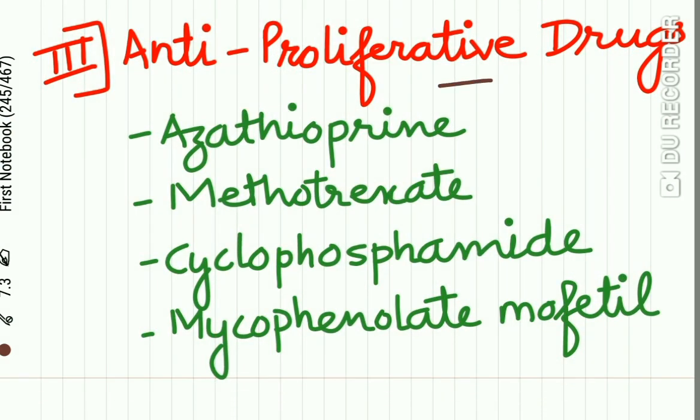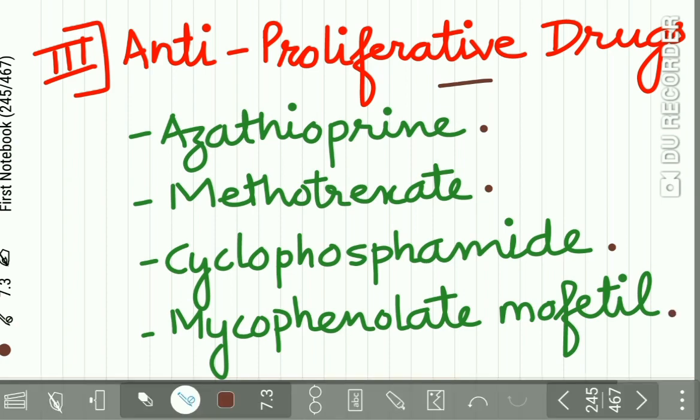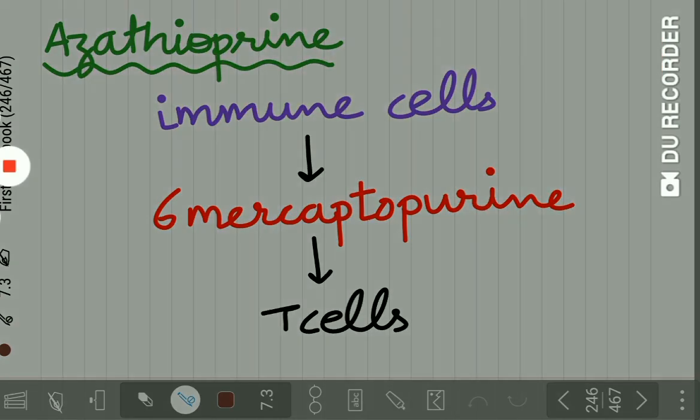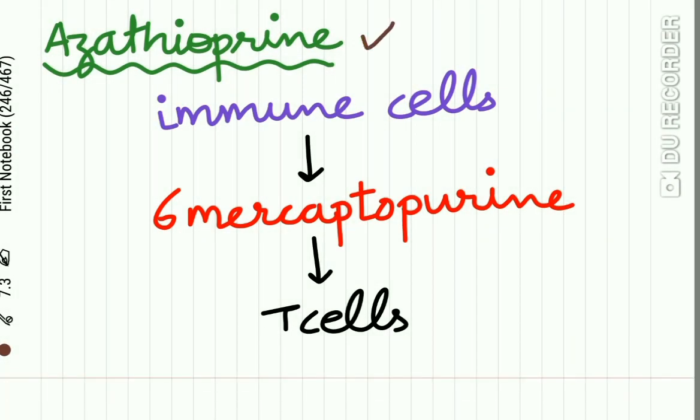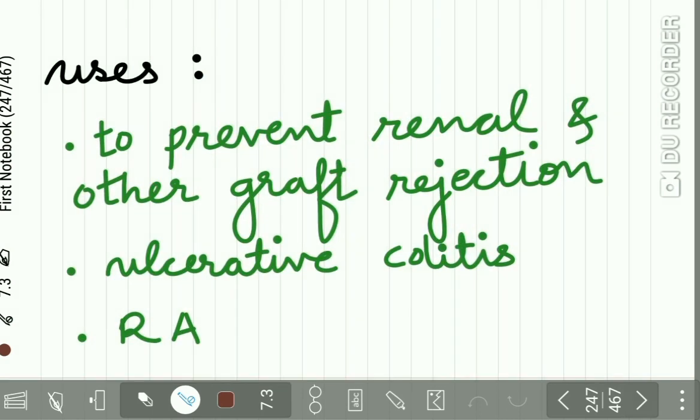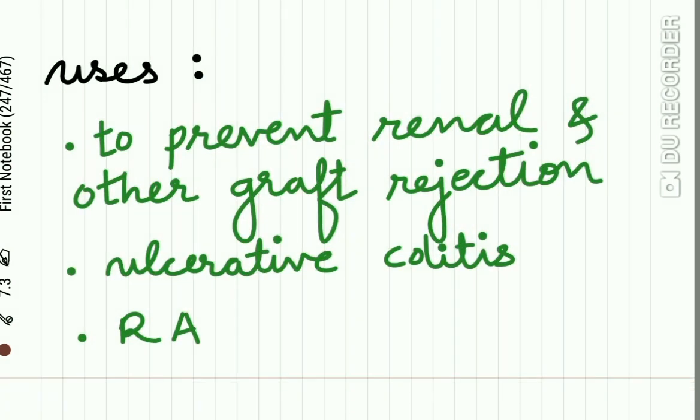The third group of immunosuppressant drugs are the antiproliferative drugs, which include azathioprine, methotrexate, cyclophosphamide, and mycophenolate mofetil. Azathioprine is a marked immunosuppressant which is selectively taken up by the immune cells and converted into 6-mercaptopurine, and this 6-mercaptopurine affects the differentiation and function of T cells. Uses of azathioprine are to prevent renal and other graft rejection. It is used in ulcerative colitis and rheumatoid arthritis.